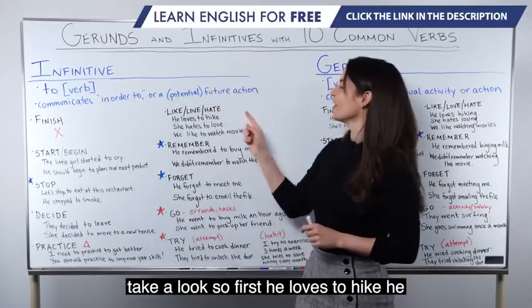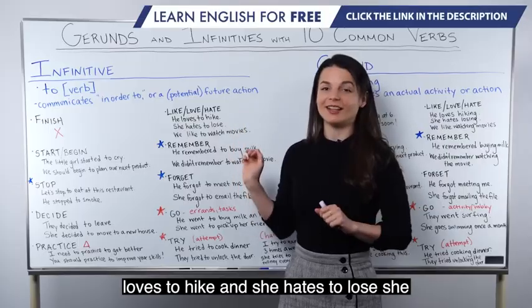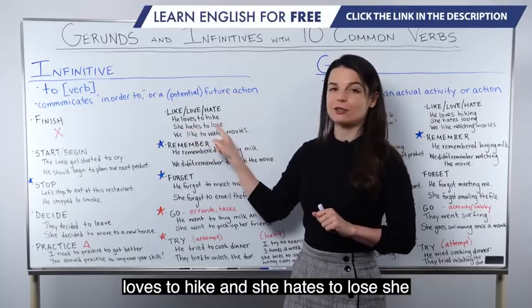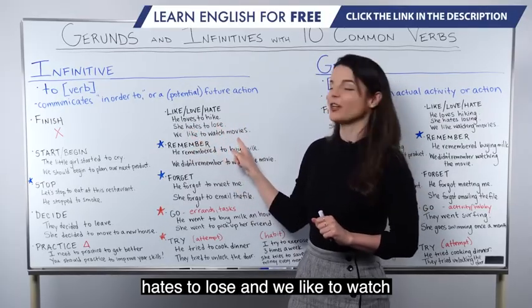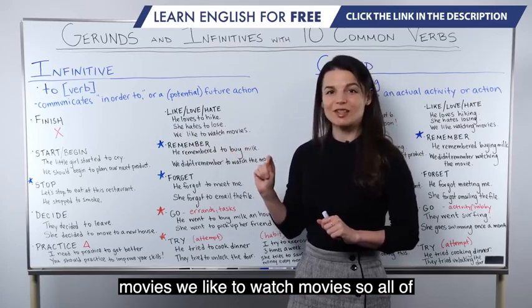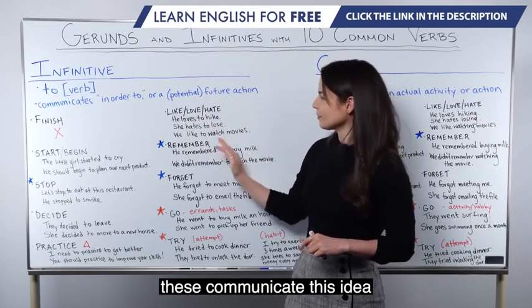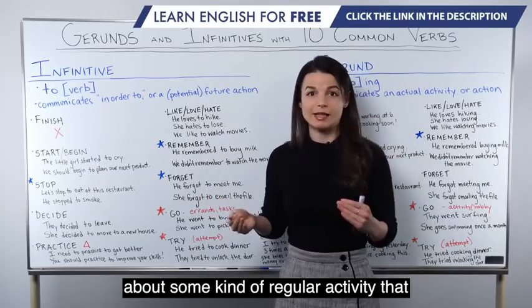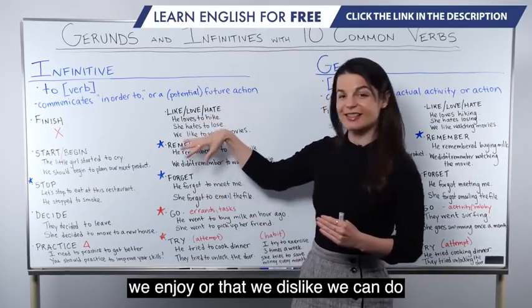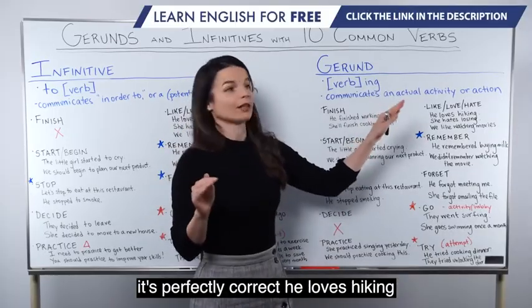Let's take a look. So first, he loves to hike. And she hates to lose. And we like to watch movies. So all of these communicate this idea of something that we feel emotional about, some kind of regular activity that we enjoy or that we dislike. We can do the same thing with the gerund form, and it's perfectly correct.